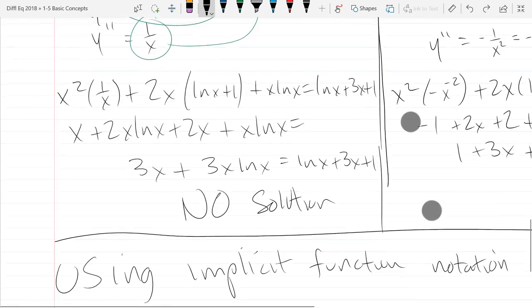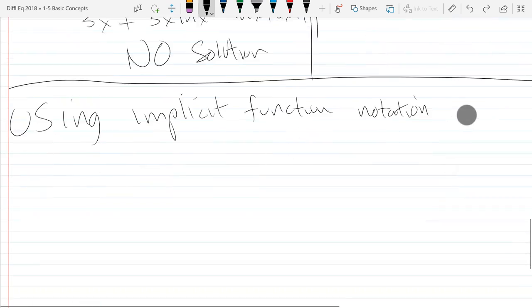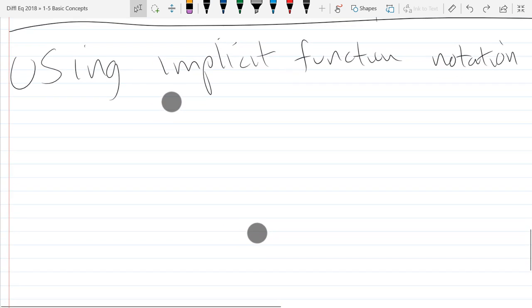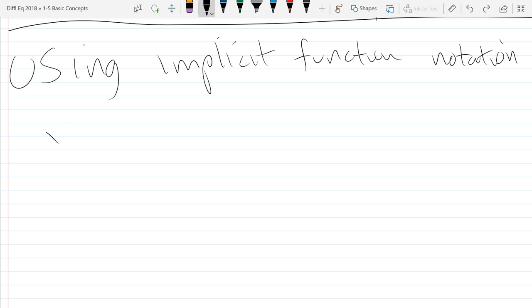So what we're going to have is a new equation. Oh, it's not really new. It's the same exact equation, just new form. So we got x squared y double prime plus 2xy prime plus y minus ln x minus 3x minus 1 equals 0.